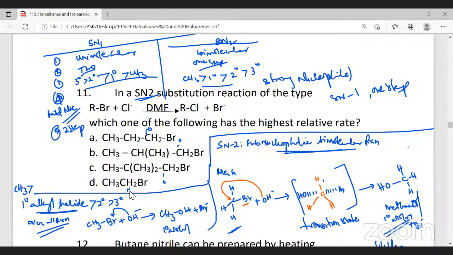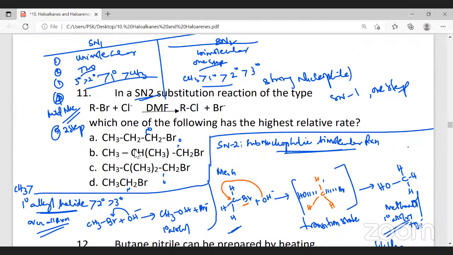Methyl group is stronger than primary, and it is stronger than secondary and tertiary. So the answer for this: however, all are primary alkyl halides. Since all are primary alkyl halides, the nucleophile is sterically hindered. The nucleophile will have difficulty getting to the backside of the alpha carbon atom. As a result, the elimination product will be predominant. Hence, CH3CH2Br is least hindered. Hence, it has a higher relative rate towards the SN2 mechanism.